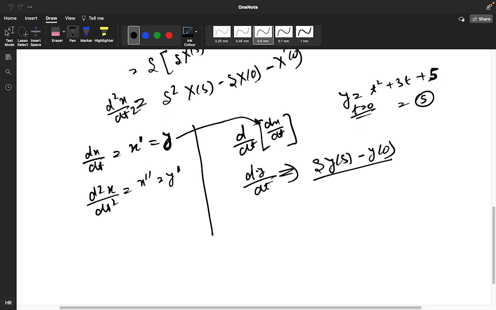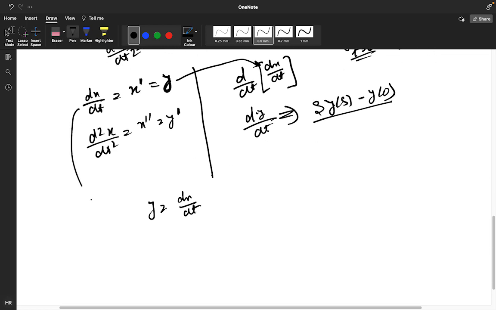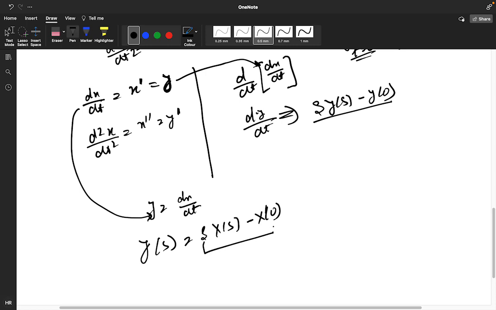Now what I am asking you: y is dx by dt, right? So what will be the Laplace transform? Y of s is equal to s x of s minus x of 0. X of 0, not x dash of 0. Why not x dash of 0? Because we are doing it for dx by dt, so there will be no x dash. When we substitute this, then x dash will come as a single term. So s x of s minus x of 0, and this is y of 0.